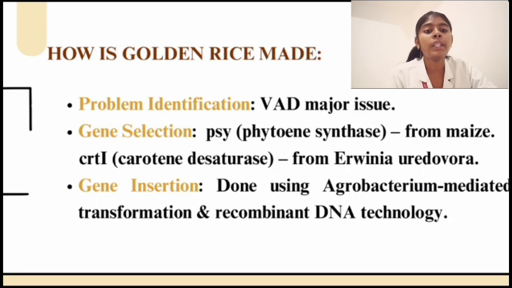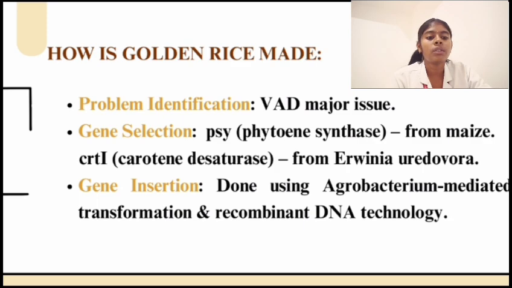Firstly, we identify the problem. The main problem is vitamin A deficiency. It causes blindness, weaker immunity, and even death in children, especially in developing countries. So scientists wanted to find a solution to provide vitamin A through food.